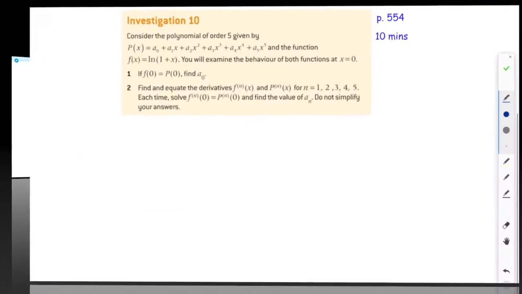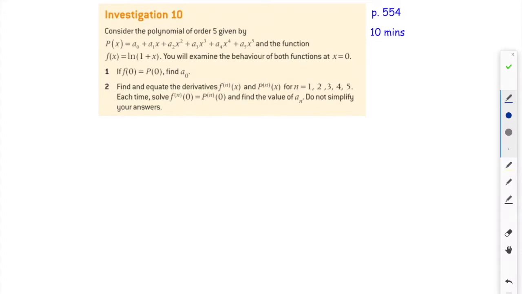Okay. You are now going to work on investigation 10. You will try to come up with a polynomial p of x of degree 5 to approximate the function f of x equals ln(1 plus x). Make sure when you're doing number 2, you do not simplify the fractions that you get. And then in part 3, you're going to try to come up with a general rule based on what you see in number 2. And then in number 4, you will actually write out a polynomial, p of x, using the coefficients that you find.